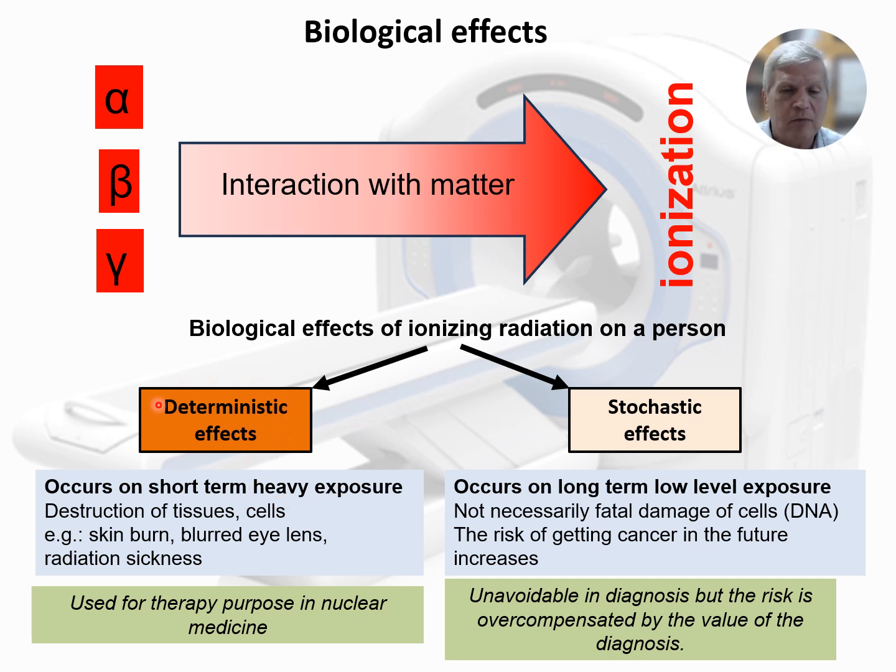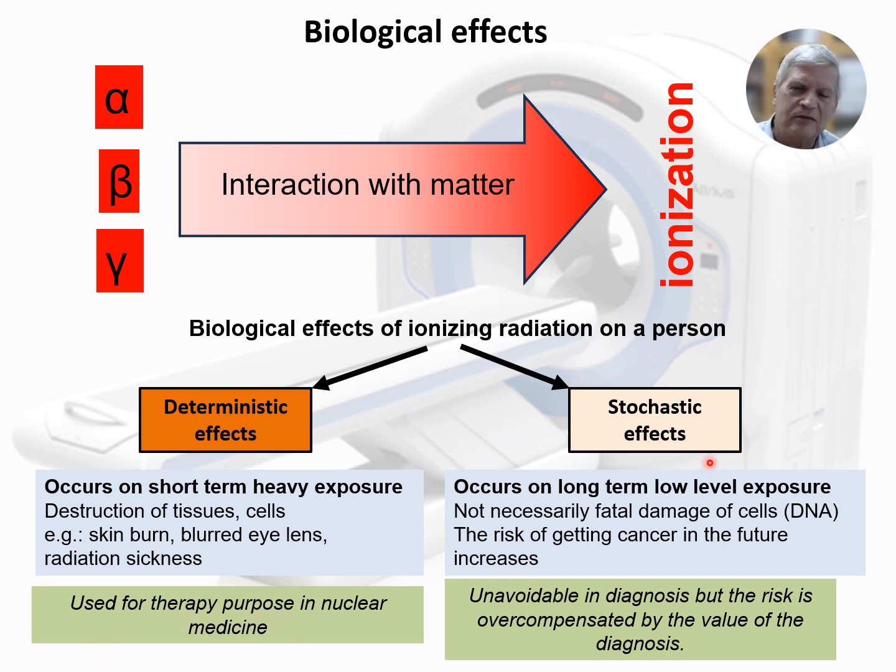So a deterministic effect means destruction of tissues, cells. You can have symptoms like skin burn or blurred eyelids or a complete radiation sickness. Of course, a complete radiation sickness is not the purpose in medical applications. We want to locally destroy some tissues, and that will be the ultimate goal. So this type of biological effect of the ionizing radiation is used for therapy purposes in nuclear medicine.